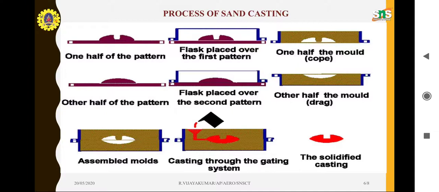Next, we are going to connect the two patterns. You can assemble the mold, you can see there, and through the assembled mold we are going to pour molten metal, the casting, through the gating system. There will be a gate valve. Through that gate valve you can pour molten metal, so that the molten metal reaches the cavity very carefully, and the solidified metal will be in the shape of the mold or the required shape.